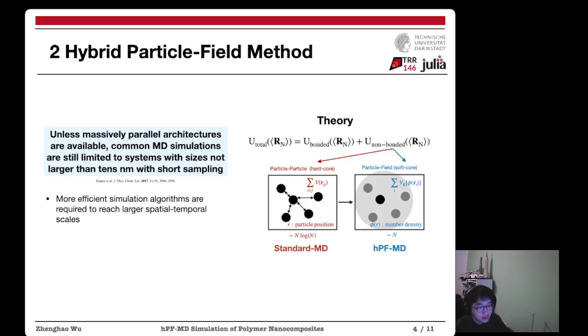Now let me quickly walk you through the basic theory underlying the hPF method. Generally, the Hamiltonian of the whole system can be decomposed into two parts. One is the intramolecular bonded interactions, and the other one is the intermolecular non-bonded interactions. In this hybrid particle field model, the bonded interactions are calculated in exactly the same way as in the common particle-particle MD simulation.